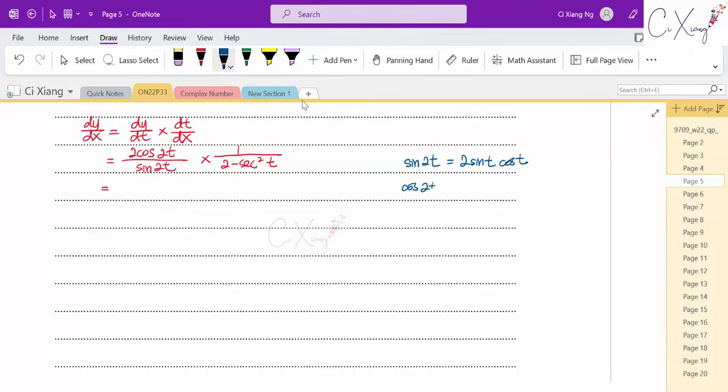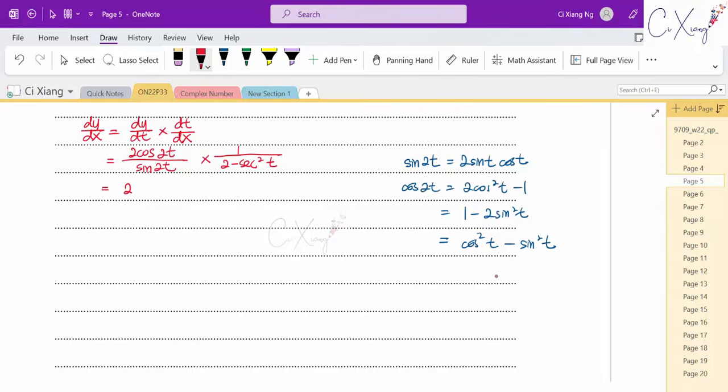And then for cos 2t, we have 3 options. We have 2 cos square t minus 1. We have 1 minus 2 sin square t, and also we have cos square t minus sin square t. So we try to analyze it slowly. I have a 2 here, and for cos 2t, we can have a lot of options. If I try to have a look in detail, I have no idea yet which cos 2t formula I should expand.